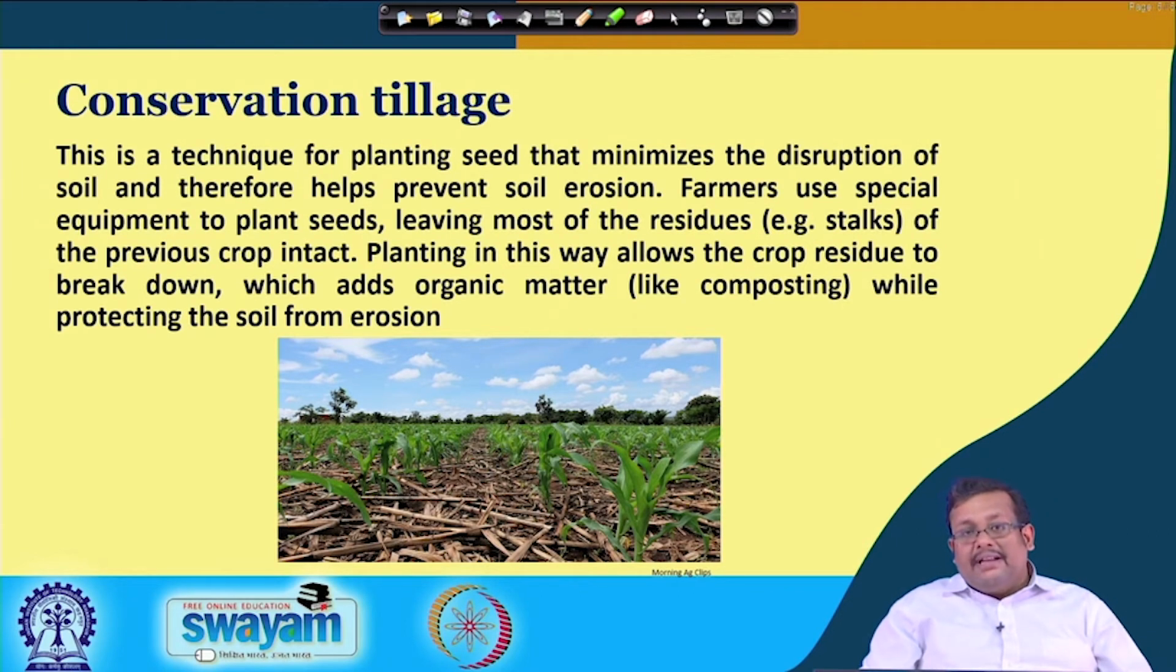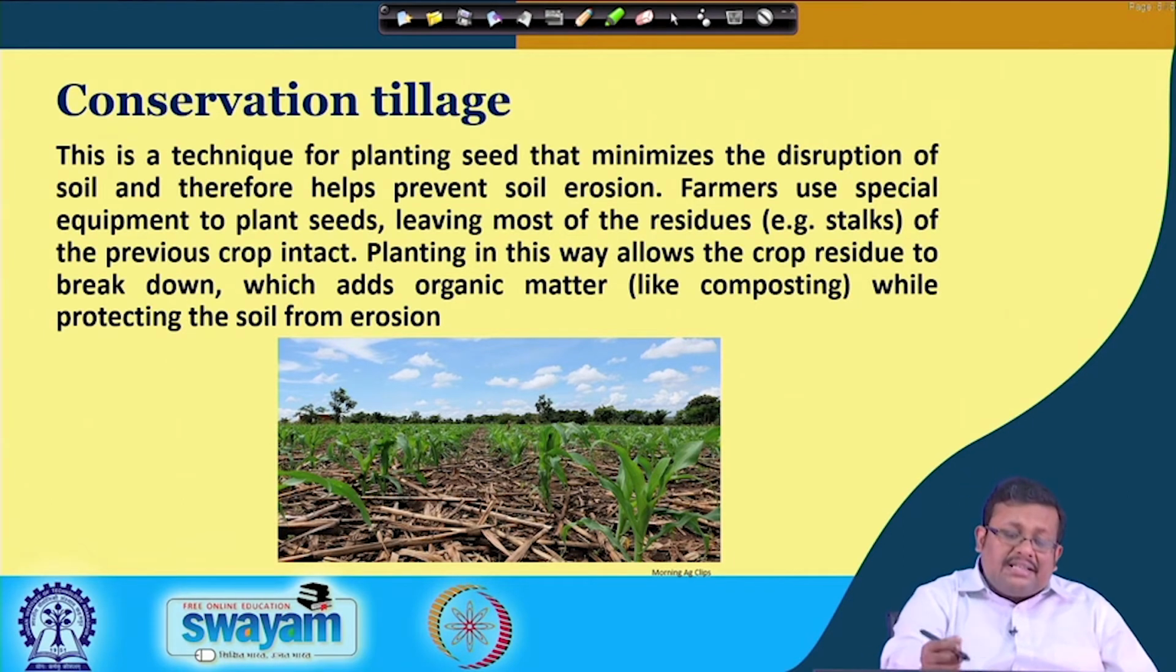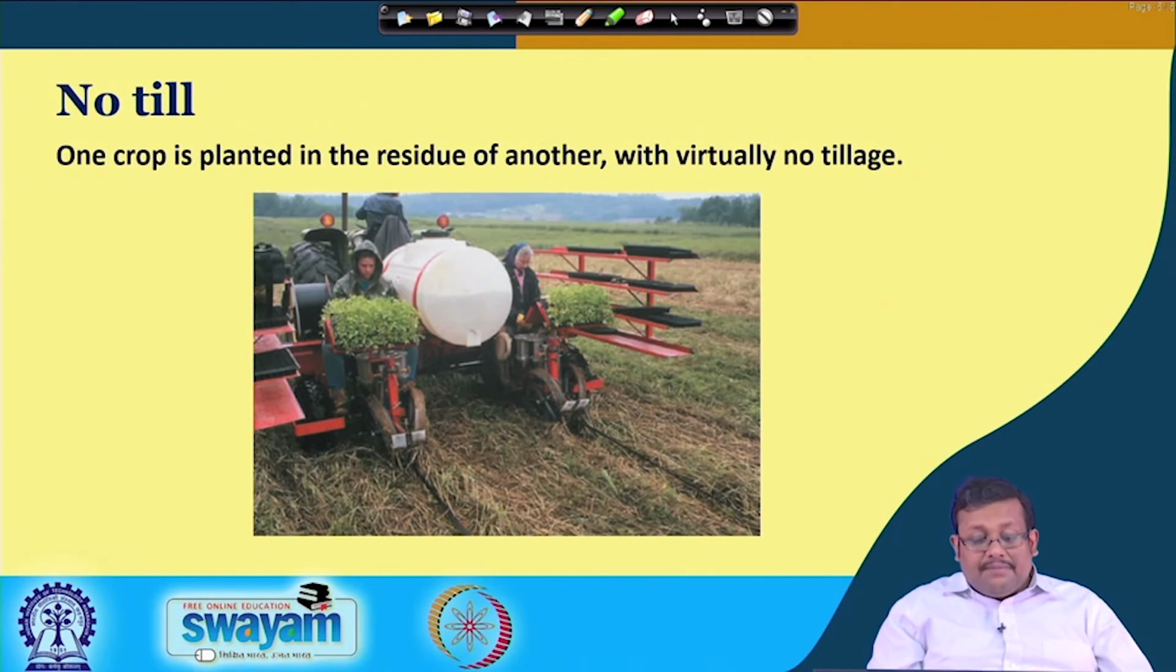We have already covered that in the last slide. So basically while we are leaving the residues in the field, they decompose and further add organic matter into the soil and also protect the soil structure and protect the soil from being eroded. So these are some advantages of soil conservation tillage.